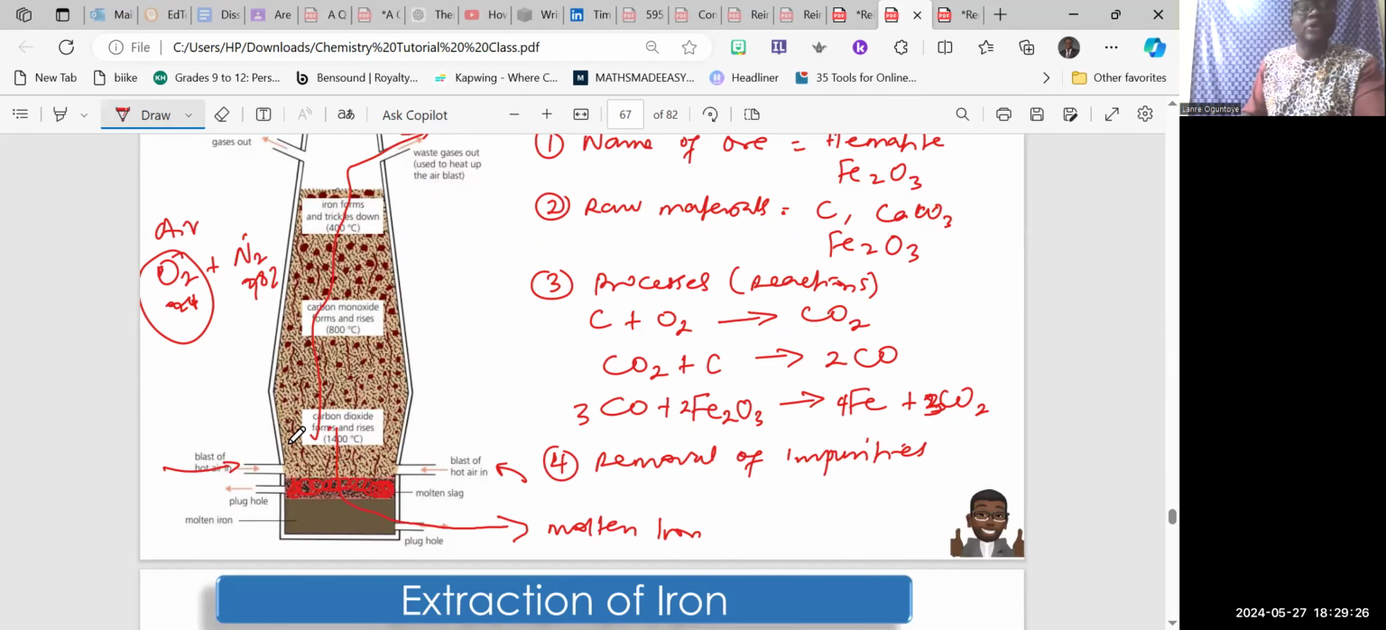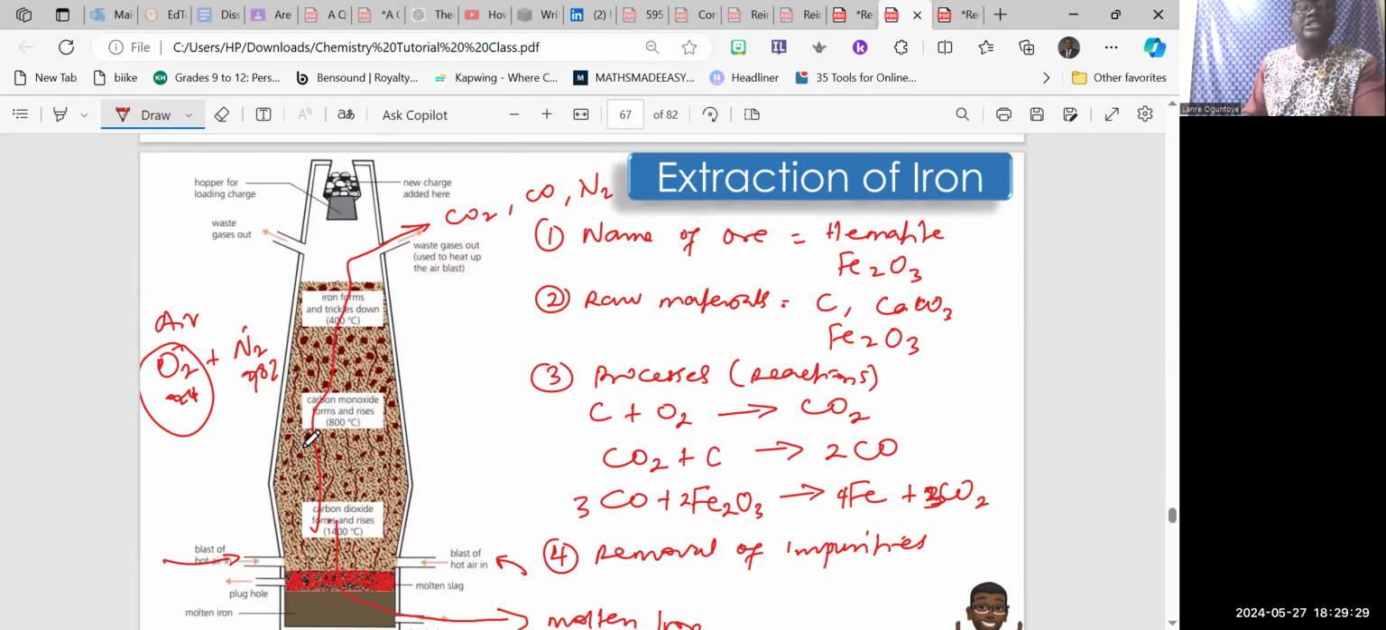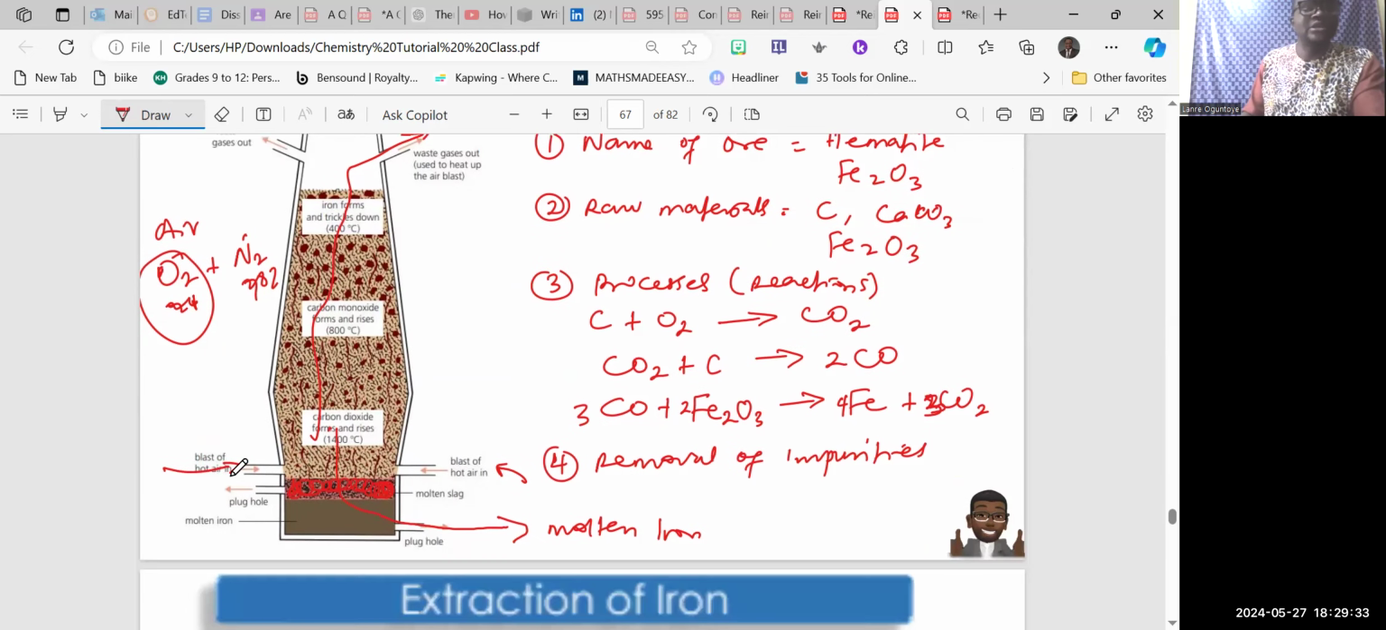If I were you, I would take A4 paper and draw it. Stick it in your bedroom, everywhere. See, hot air goes in, right? If it's multiple choice and you don't see hot air, you see oxygen, choose oxygen. Can you see your iron comes out at the bottom? Then slag is above iron because it's less dense than iron.